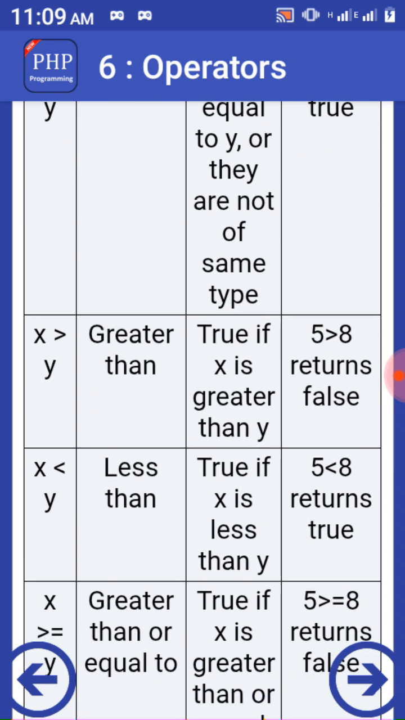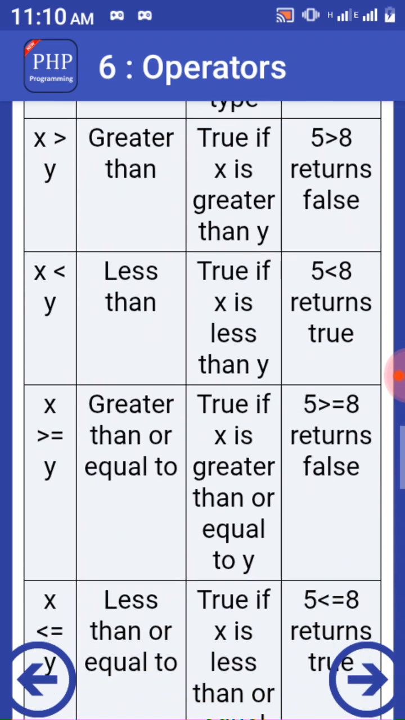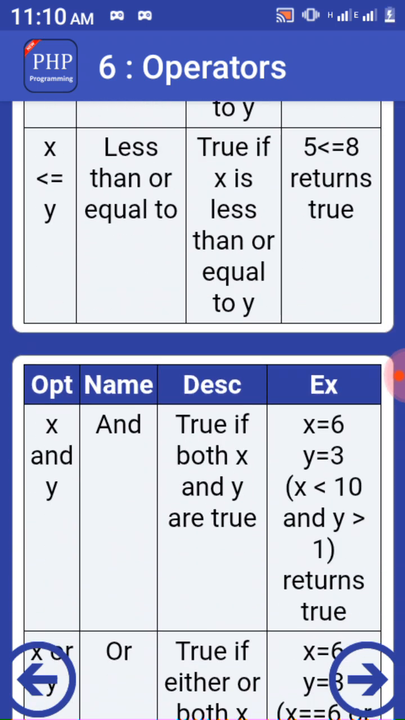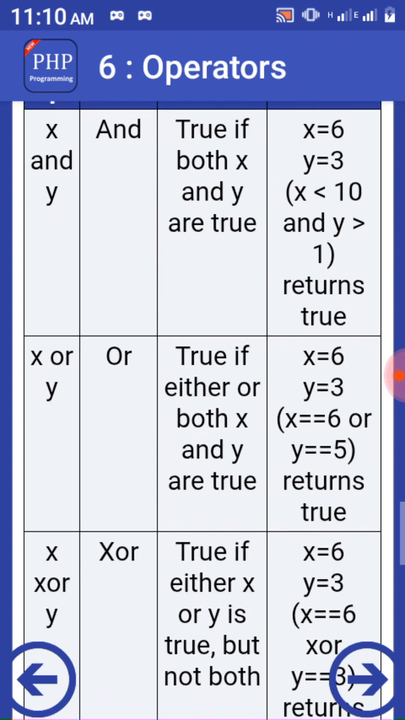x greater than y: true if x is greater than y. 5 greater than 8 returns false, because 5 is not greater than 8. x less than y: true if x is less than y. 5 less than 8 returns true. x greater than or equal to y. So you should focus on such rules.